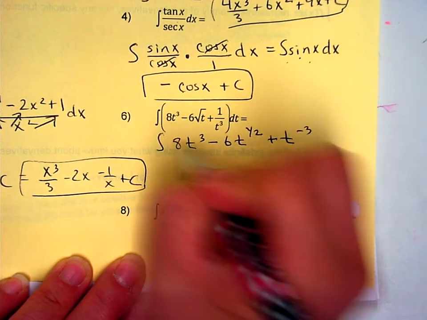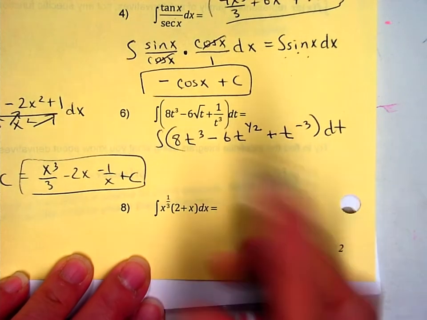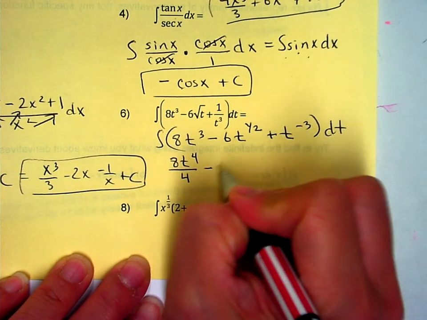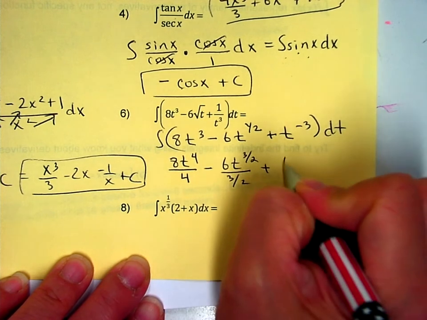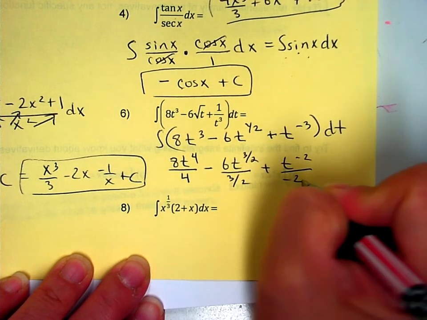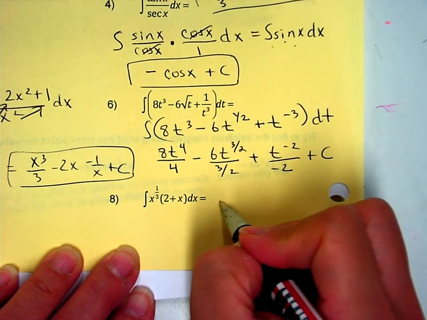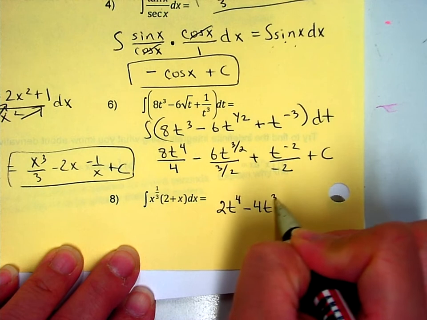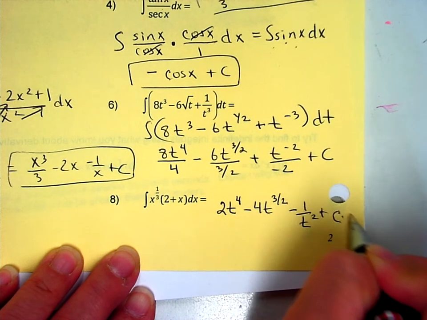Okay. This one here, I would rewrite the radicals with your exponents, and that last term is really t to the negative 3. So rewrite it first, and then use your power rule. So add 1, divide by the power. Add 1, divide by the power. Add 1, divide by the power. Plus c, and then go through and simplify your answer. So this is going to become 2t to the 4th minus 4t to the 3 halves minus 1 over t squared plus c.